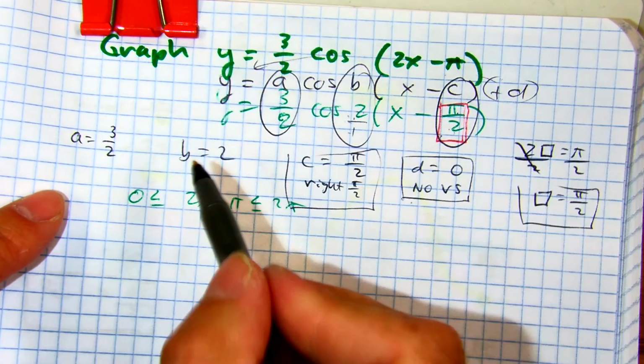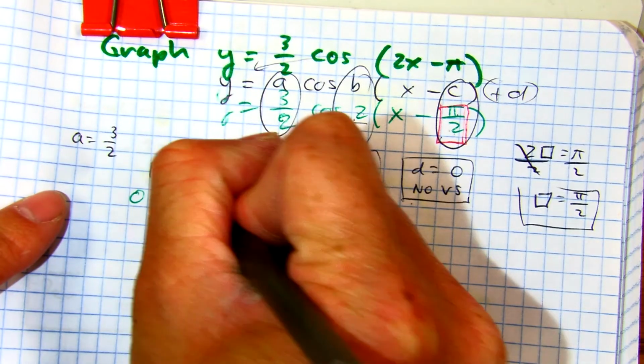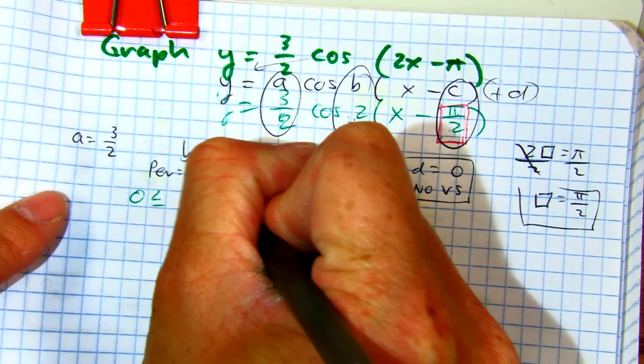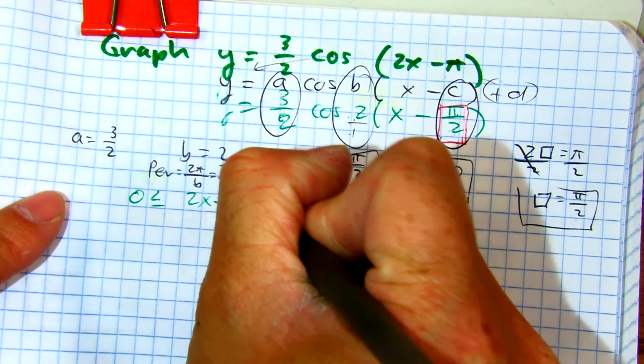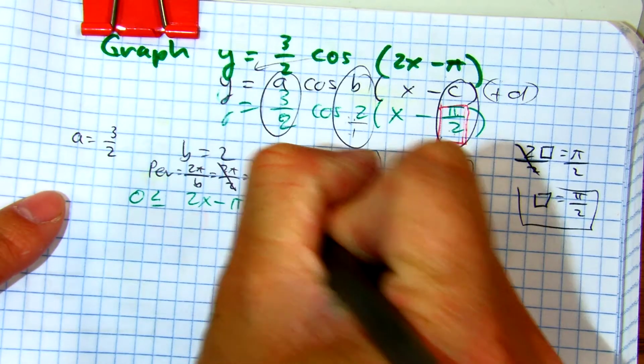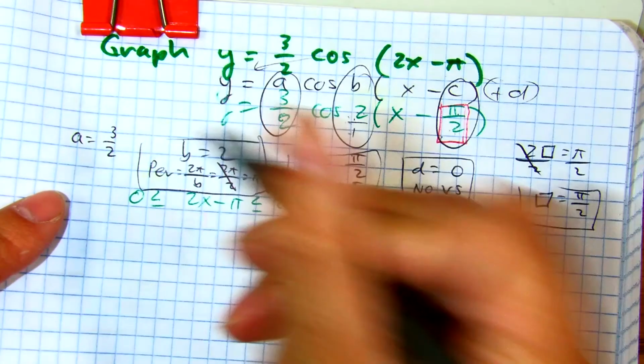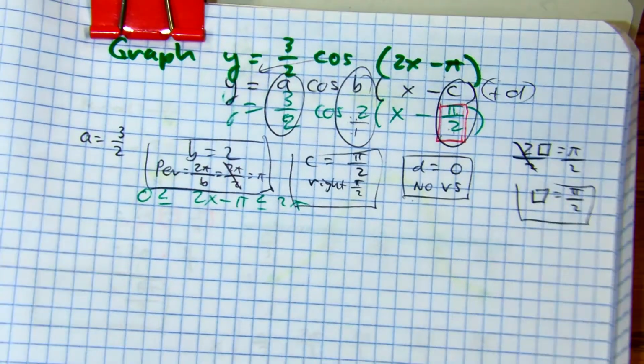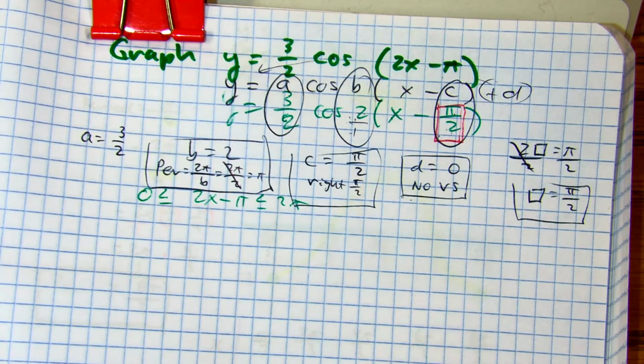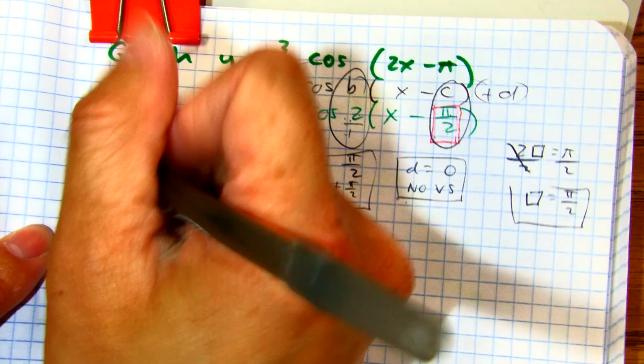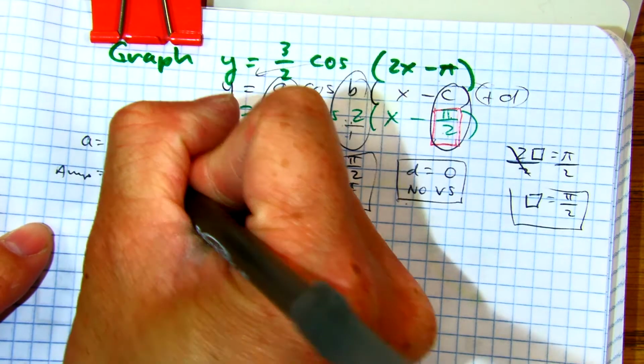What does the b value help us find? The period. You put a 2 in there. Your period is going to be pi. That essentially means that your graph is going to finish one graph by the end of pi, and our amplitude is the absolute value of that, which is 3/2.